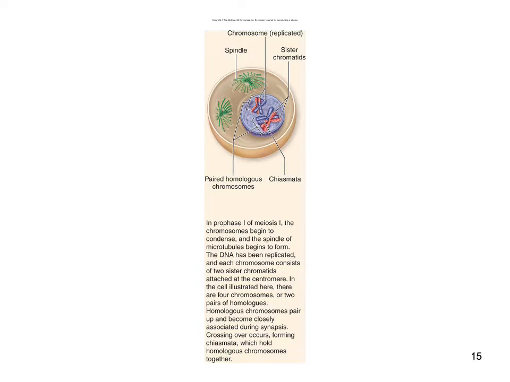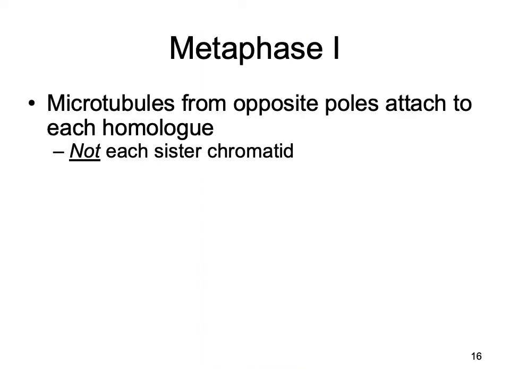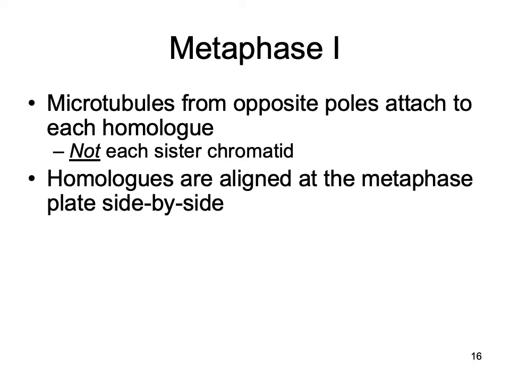So after this, we slowly move through to metaphase 1, at which point all of the tetrads, and in humans this is 23 tetrads, will be lined up on the metaphase plate. And microtubules from opposite poles will attach to each homolog pair and not sister chromatids. The homologs are aligned at the metaphase plate side by side, and they will have a random directionality.